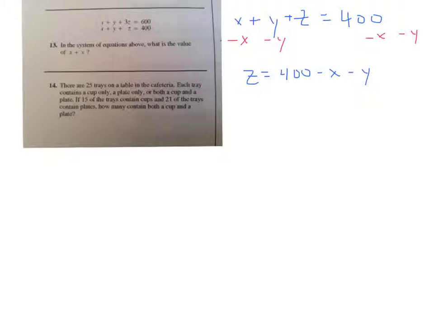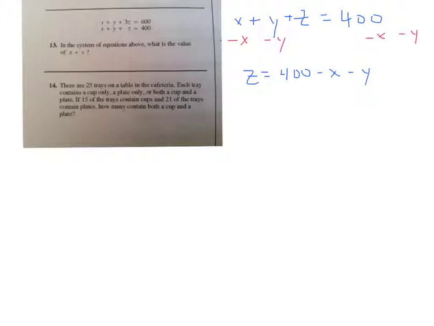To do that, we're going to start with our second equation, because z is by itself, it'll be easier to isolate in fewer steps. So we have x plus y plus z equals 400. If we subtract out the x from both sides and y from both sides, we're left with z equals 400 minus x minus y.